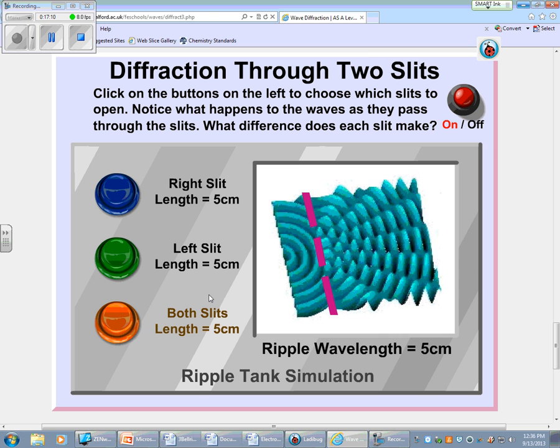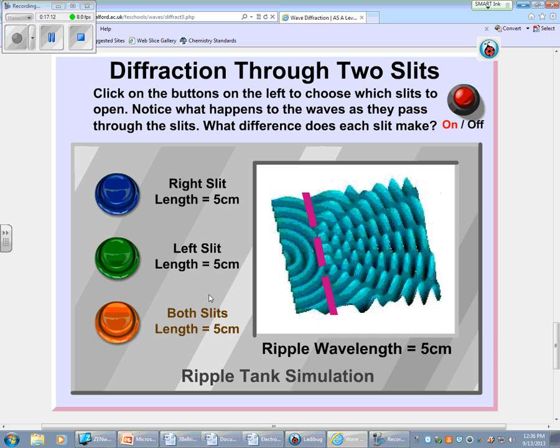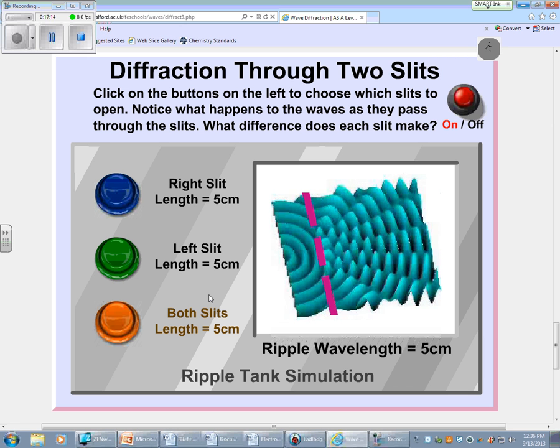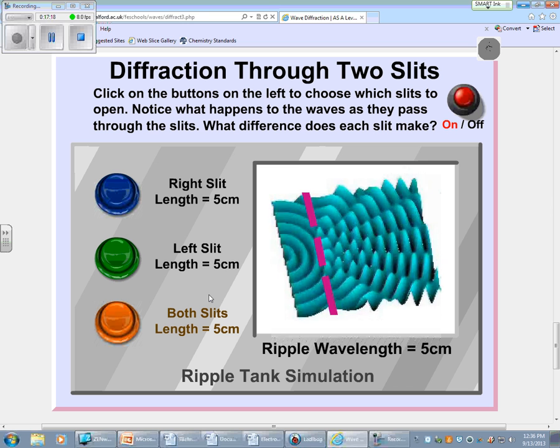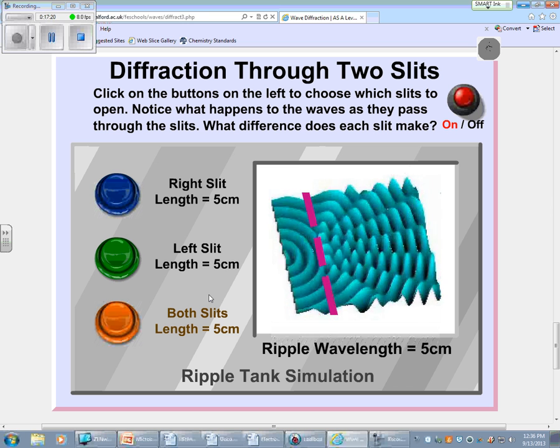All right, so if we looked along this wall right here, we would have high waves, flat water, high waves, flat water, high waves, flat water. And it would be this pattern across the back wall.